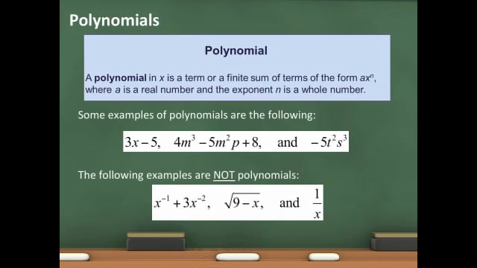The next example, the square root of 9 minus x, is not a polynomial because if you were to rewrite this example in exponential form, it would be 9 minus x raised to the 1/2 power, where the 1/2 is a rational number, not a whole number. The last example, 1 over x, is not a polynomial because if you were to rewrite this example in exponential form, it would be x raised to the negative 1 power, which is not a whole number.